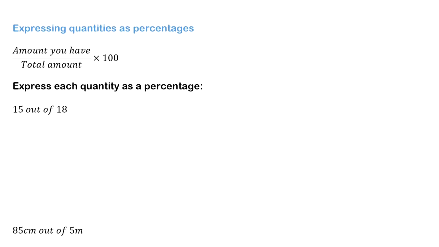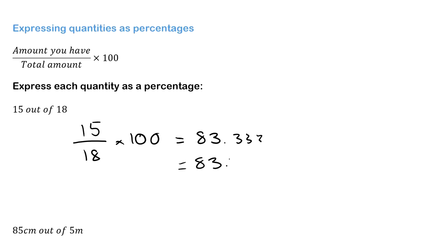The next thing we're going to look at is expressing quantities as percentages. In this form, we have the amount you have over the total, and then we times it by 100. So in the first example, we have 15 out of 18. So it's going to be 15 over 18 because we have 15. The total was 18. We times it by 100. And we end up with 83.333. So I'll round it to 83.3%.